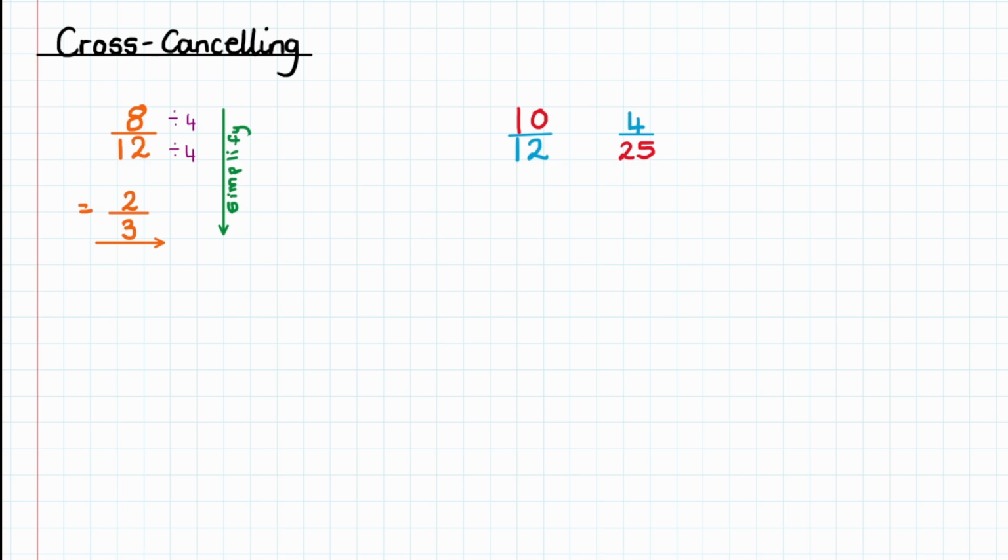In this example, we can see that the 10 and the 25 can cross-cancel because I can simplify them both by dividing them by 5. This means that the 10 is now a 2 and the 25 is now a 5. I can also cross-cancel by dividing the 12 and the 4 both by 4. This means that the 12 would now be a 3 and the 4 would become 1.